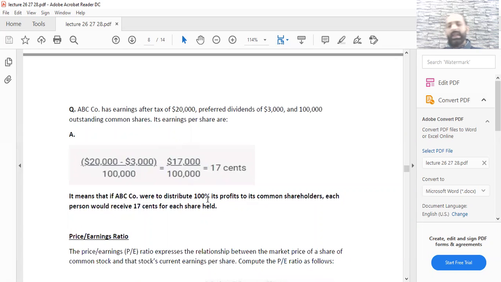अच्छा, question होता है कि how do you interpret the earnings per share figure that you get? For example, हम कहते हैं ABC है, it has earnings after tax of 20,000, preferred dividends 3,000 and 100,000 जो है इसके outstanding common shares हैं। So how will you calculate the earnings per share? 20,000 minus 3,000 divided by 100,000, तो वो आपको दे देगा a figure of 17 cents.